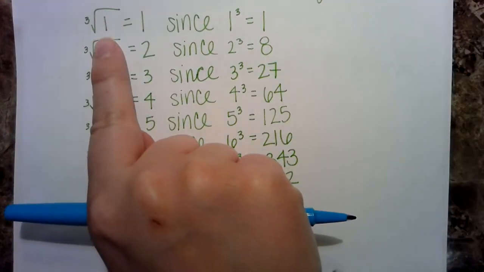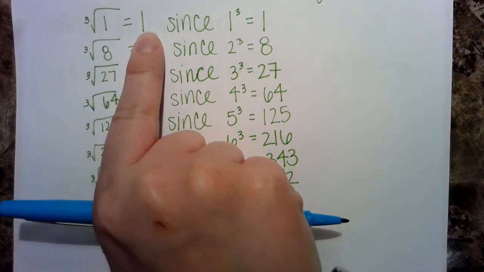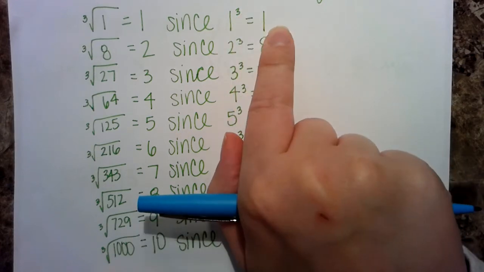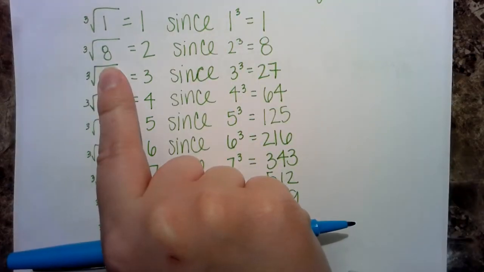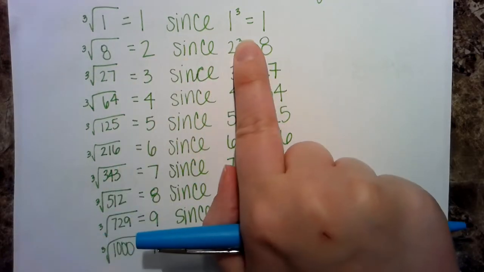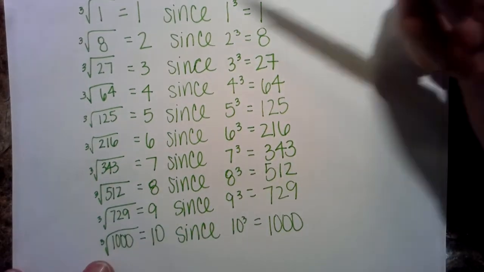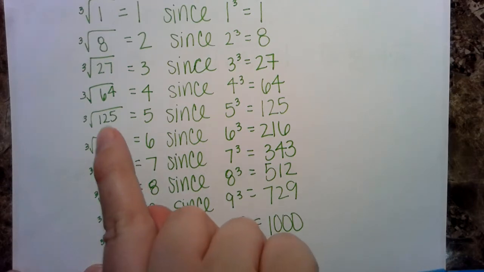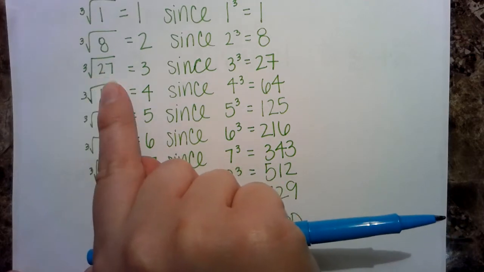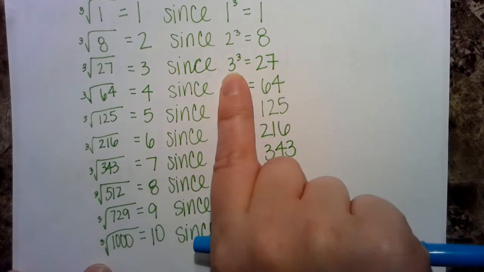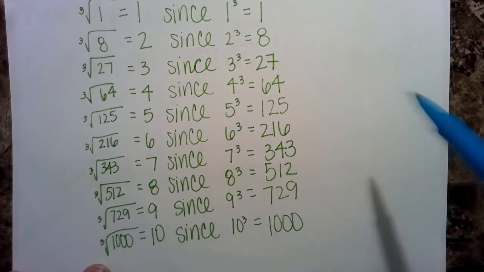So the cube root of 1 equals 1 because 1 times 1 times 1, which is 1 to the third power, equals 1. Same with the cube root of 8 equals 2 because 2 times 2 times 2 is going to give us 8. That's 2 to the third power. This would be a good list to write down due to the fact that these are all perfect cube values. So you have the cube root of 27 because 3 times 3 times 3 is going to give you 27, which is 3 to the third power.